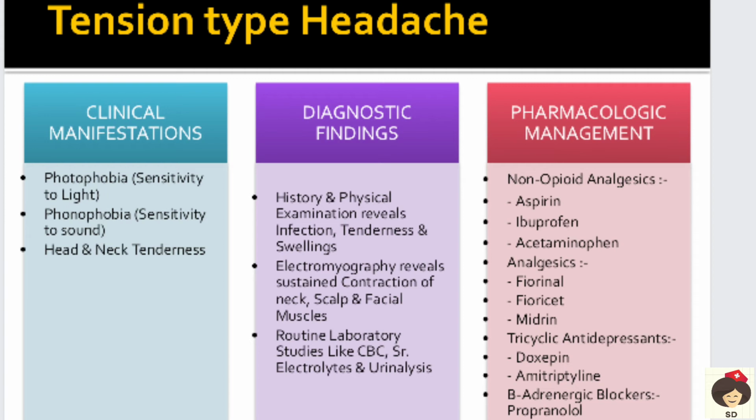So they are mainly to relieve the pain, and tricyclic antidepressants. Okay, so when there is so much pain, the patient will go into depression, and there will be a problem in the nerves, that is the chemicals which are transmitters, the neurotransmitters, are also getting triggered. So in order to prevent that, they give a tricyclic antidepressant, that is doxepin and amitriptyline. And beta adrenergic blockers will be given. The drug of choice is propranolol. This is to block the beta adrenergic fibers in the vascular system. So these are the pharmacological management in tension type headache.